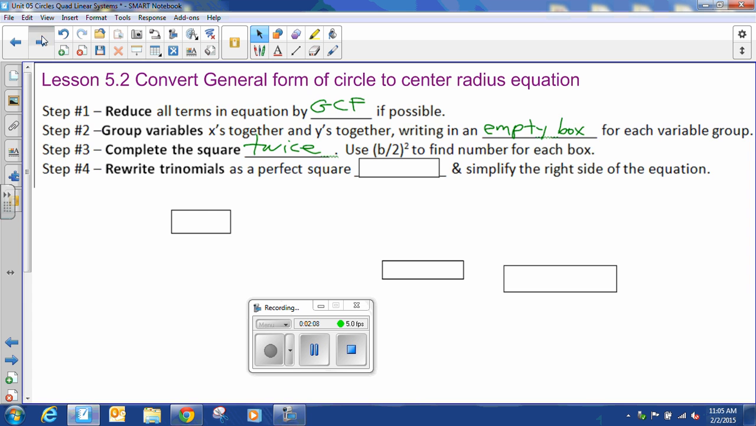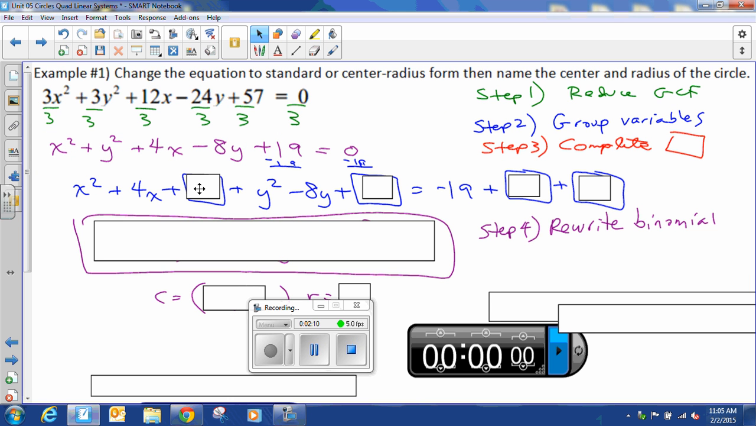So don't forget, you have to use the formula b over 2 squared to find the number for each box. So what goes in here? Well, b is 4, and 4 over 2 is 2, and 2 squared is 4. So if we put a 4 in this box, we put a 4 in this box. Negative 8, half of that is negative 4. Negative 4 squared is 16. So if we put a 16 in this box, we will put a 16 in this box.